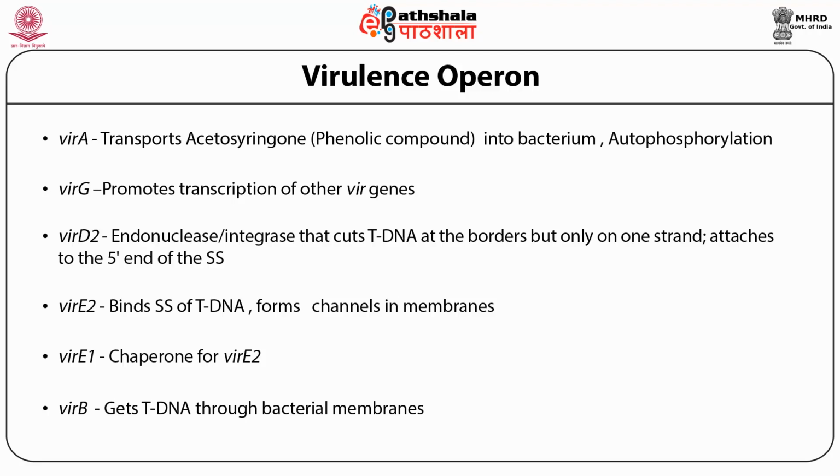As we have a tDNA complex formed by the binding of VirE chaperone proteins to the single-stranded DNA, VirB is a protein which forms a channel, which allows the transport of this tDNA complex from the bacterial cell membrane into the plant cell. So it can form a channel through the bacteria into the plant cell.